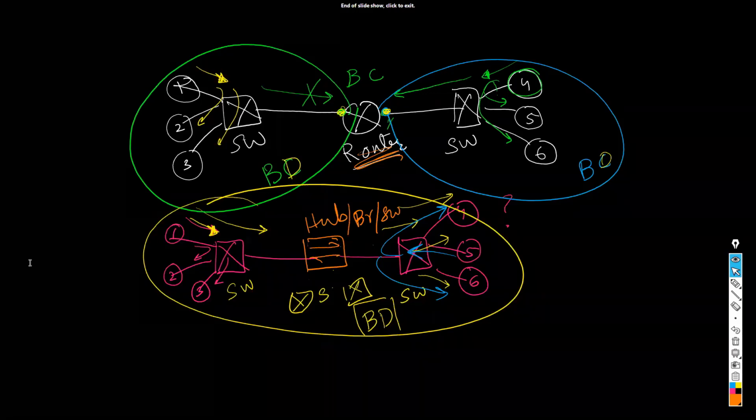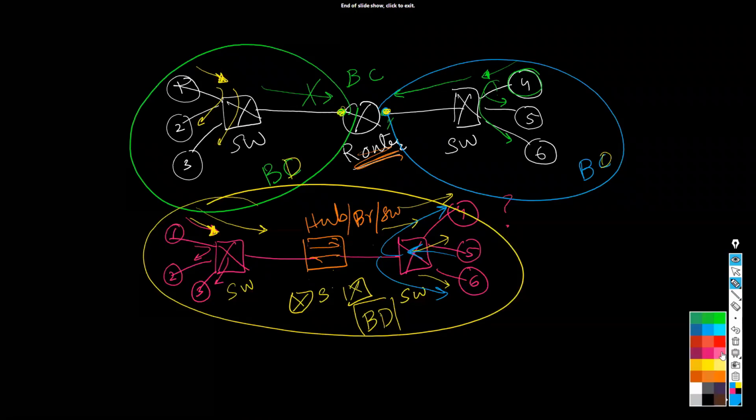Somebody has typed a question. Justice says, can a PC on the blue broadcast domain send a packet to the PC on the green broadcast domain? Yes, they can send. This is called routing. They cannot send a broadcast message, but they can send a normal message.